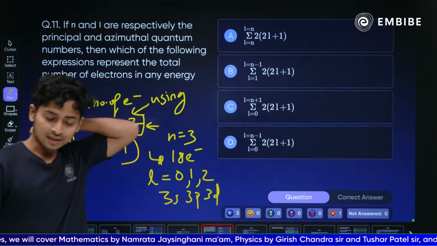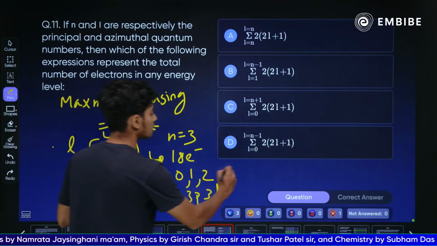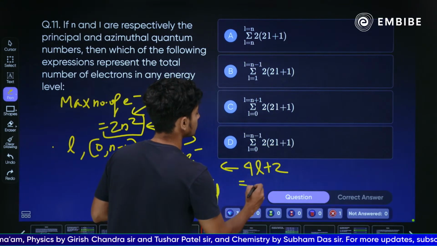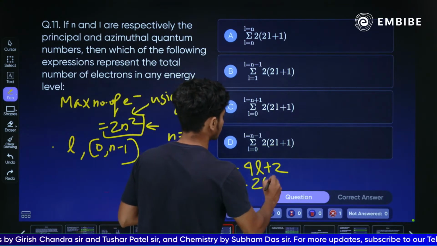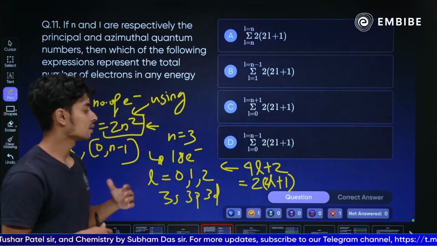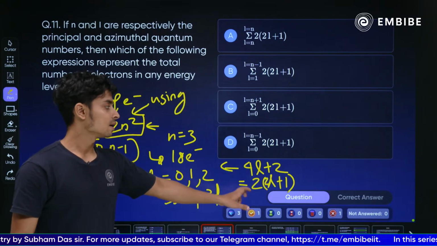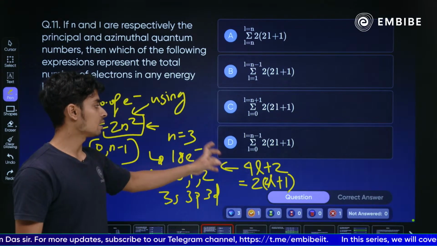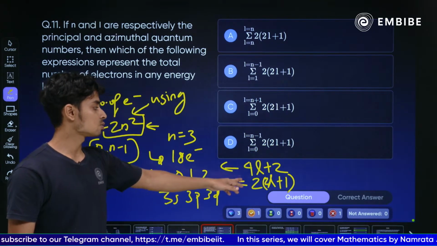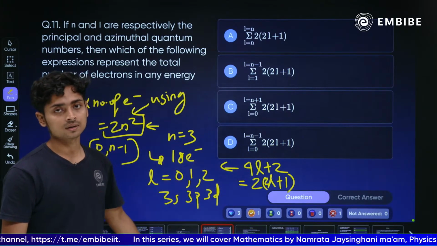In a subshell, the number of electrons is given by the formula 4l plus 2. This is also equal to 2 into 2l plus 1, so this also you can use. For a given subshell, the number of electrons in that subshell is 2 into 2l plus 1. For a given n value, the L values can range from 0 to n minus 1, so this can also be used here. So basically it is 2l plus 1, so summation can be used here. So option D is correct.